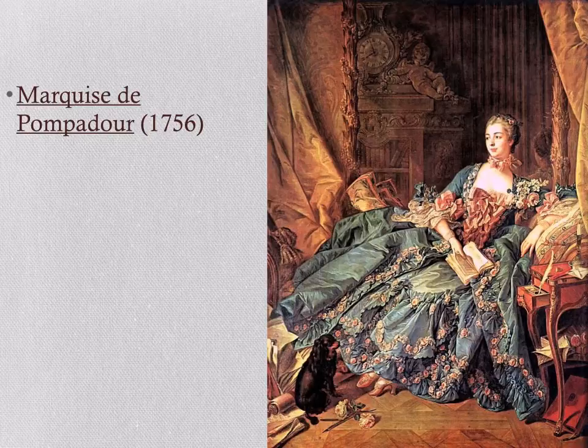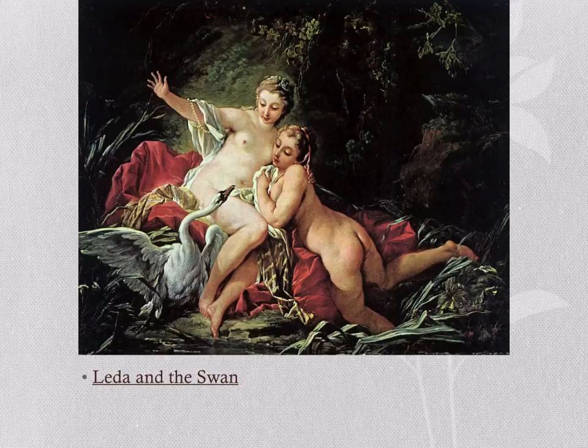A few more by Boucher, a few more Rococo. This is Rococo does classical allegory, right? This is the story of Leda, who was legendarily beautiful, and Zeus turns into a swan to seduce her. Of course, being Rococo, the point is all about the romance and the suggestiveness and all of that, rather than the sort of more macho classical allegory that you would have seen during the Baroque.